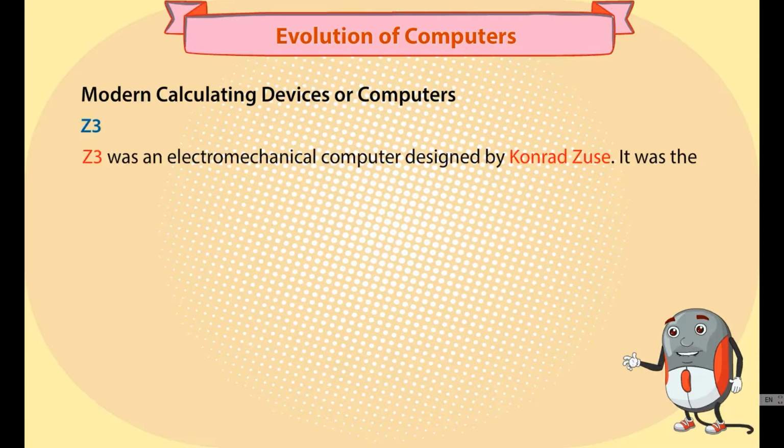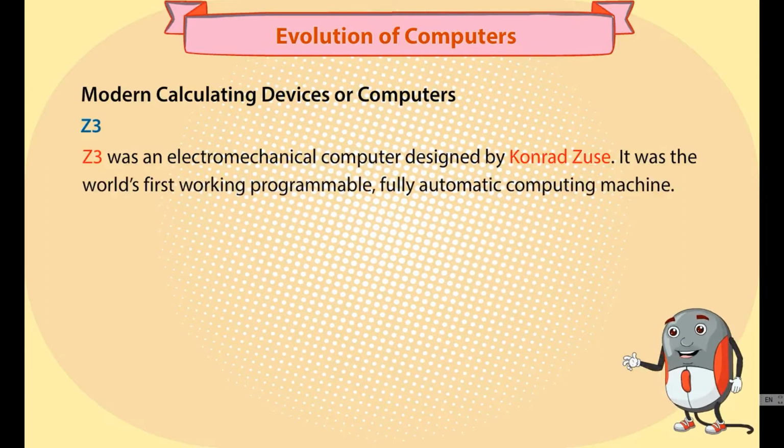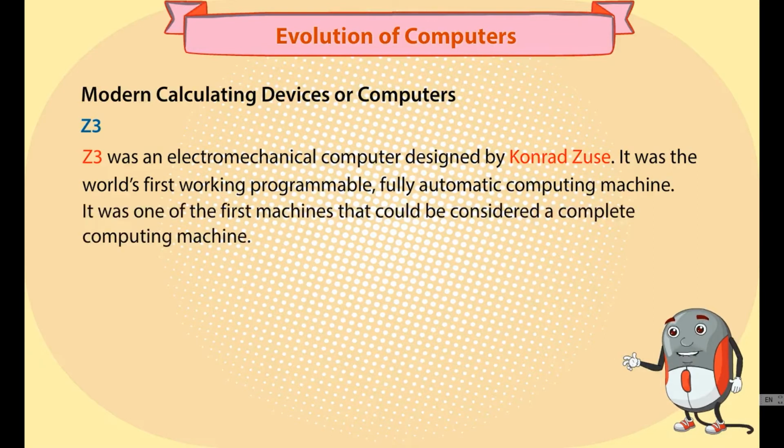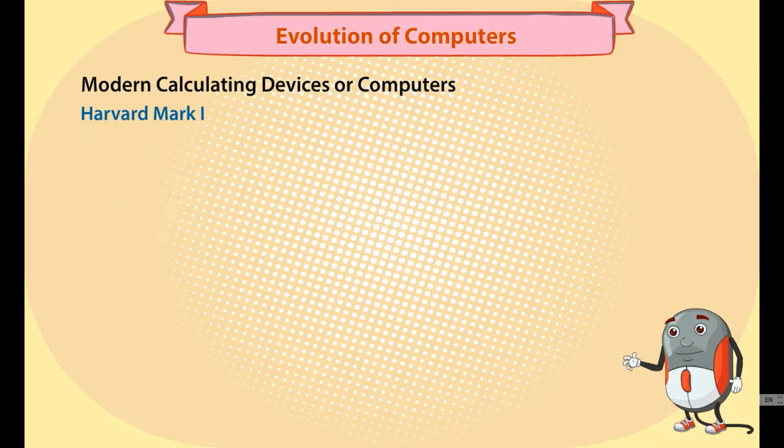Z3. Z3 was an electromechanical computer designed by Conrad Zuse. It was the world's first working programmable, fully automatic computing machine. It was one of the first machines that could be considered a complete computing machine.